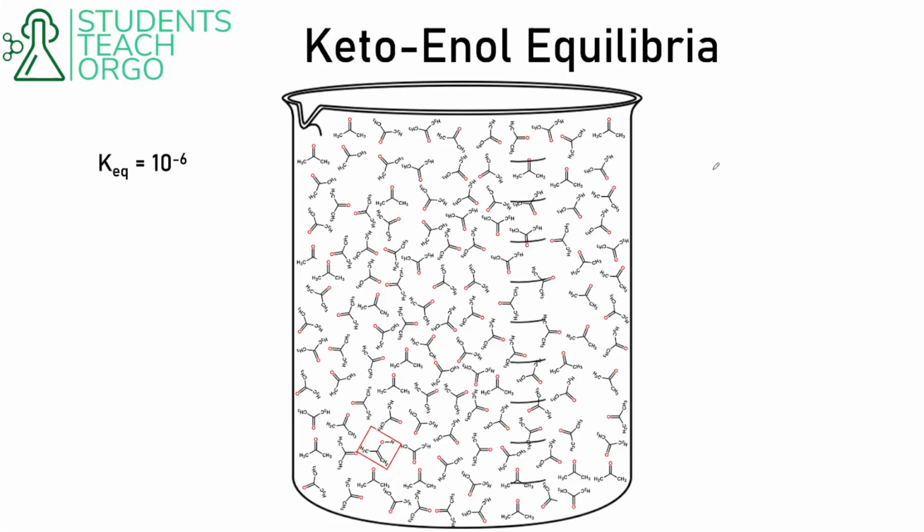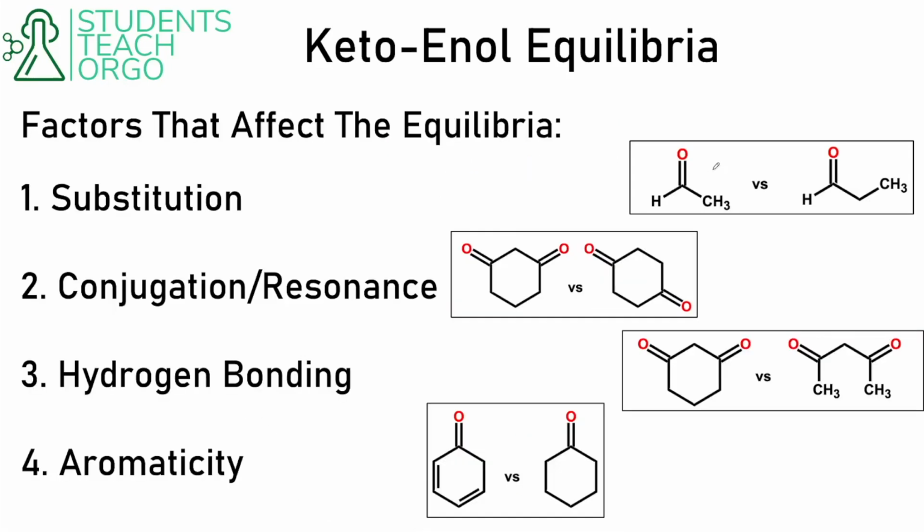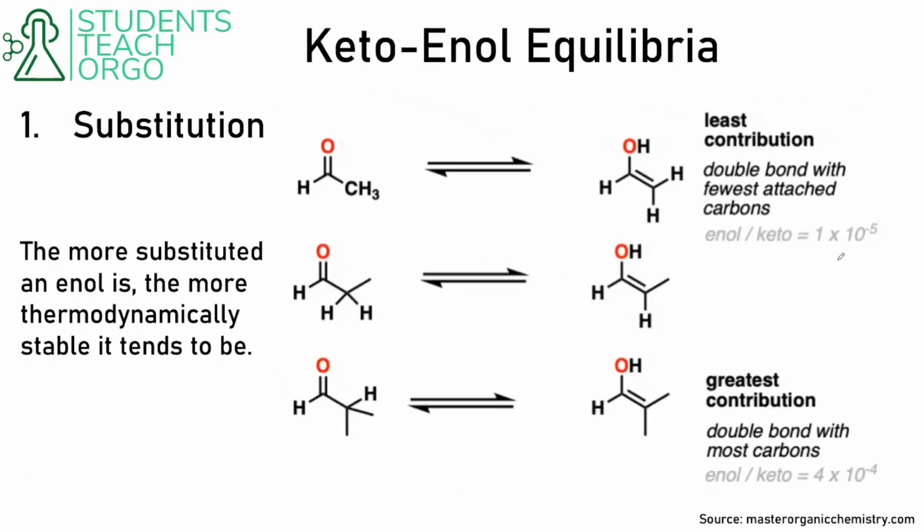So there are 4 main factors that can shift that equilibria. Not every single ketone is going to have that KEQ of 10 to the minus 6. And so you can see the 4 factors that are listed there: substitution, conjugation / resonance, hydrogen bonding, and aromaticity. And on the right here, I have a comparison of 2 molecules that tries to highlight how that particular factor could change the balance. And so I'm going to go through all 4 of these one at a time here, starting with substitution.